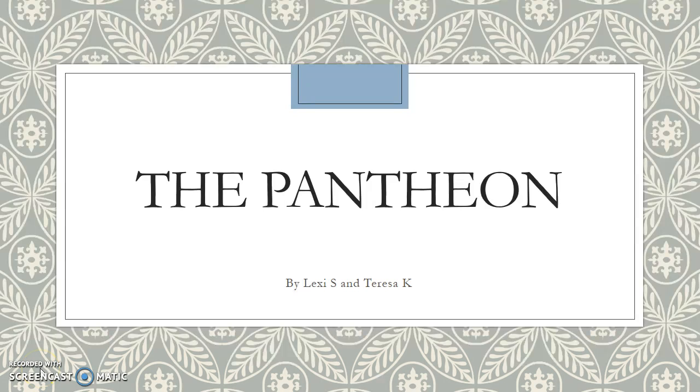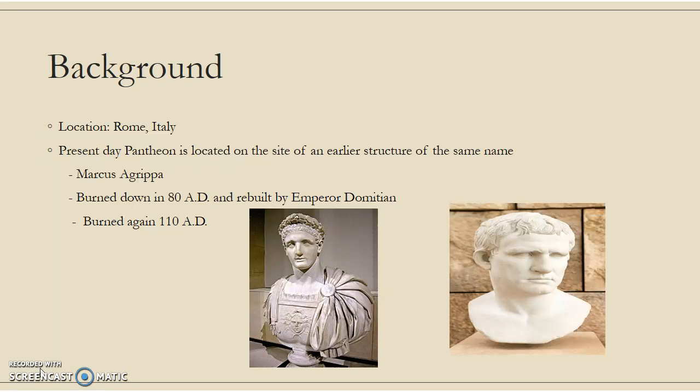The Pantheon is located in Rome, Italy, and the present-day Pantheon is located on the site of an earlier structure of the same name. The structure was built by Marcus Agrippa, the son-in-law of the first Roman Emperor Augustus. The original Pantheon burned down in 80 AD and was then rebuilt by the Roman Emperor Domitian, and then it burned down in 10 AD.